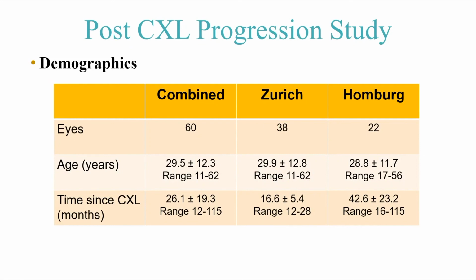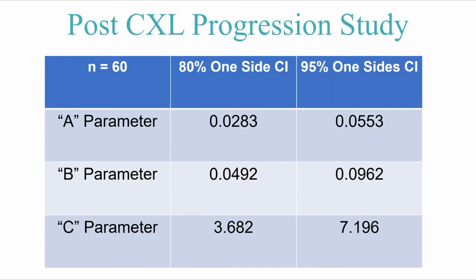We looked at a combined 60 patients. There were 38 from Zurich and 22 from Hamburg. The ages were very similar, about just under 30, but the time since cross-linking was very different between the two populations or geographic areas. Zurich averaged 16.6 months with a range of 12 to 28, while Hamburg averaged 42.6 with a range of 16 months all the way out to 115 months after cross-linking. And we'll show how we interpret that later.